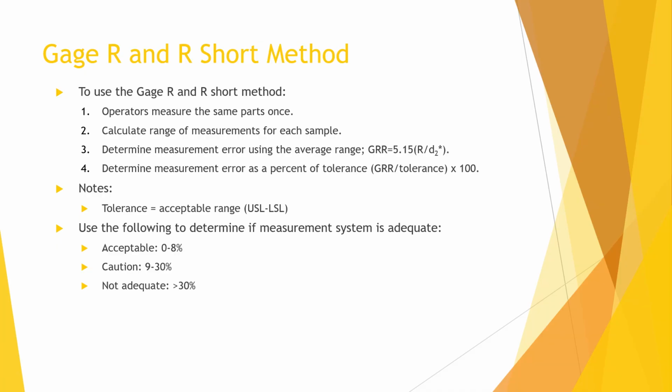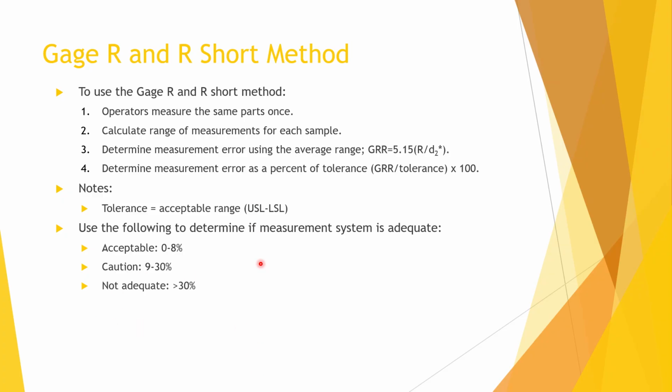Gauge R&R short method. To use the Gauge R&R short method, operators measure the same parts once. They calculate range of measurements for each sample. They determine measurement error using the average range. They determine measurement error as a percent of tolerance. And tolerance equals acceptable range, which is USL minus LSL. And you use the following to determine if a measurement system is accurate.